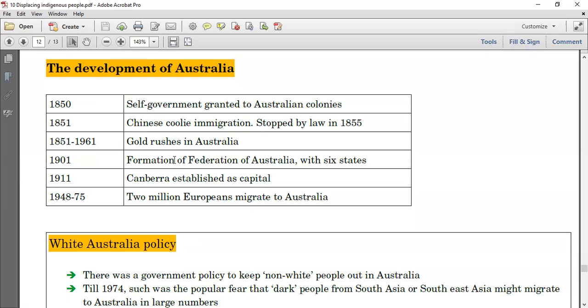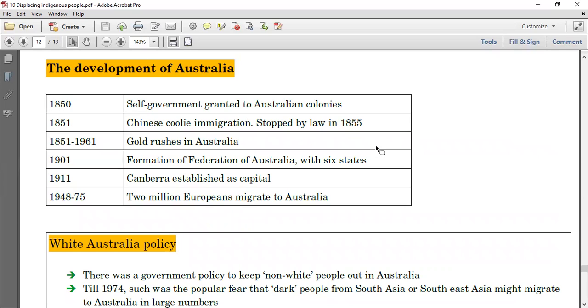Look at the development of Australia. 1850, self-government was granted to Australian colonies. 1851, Chinese coolie immigration, which was stopped by a law in 1855. 1851 to 1861, gold rushes in Australia. 1901, formation of the Federation of Australia with 6 states. 1911, Canberra established as capital.